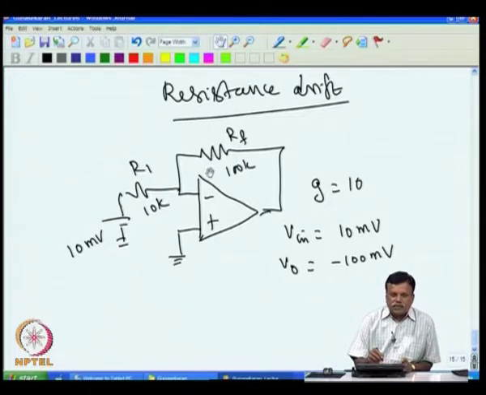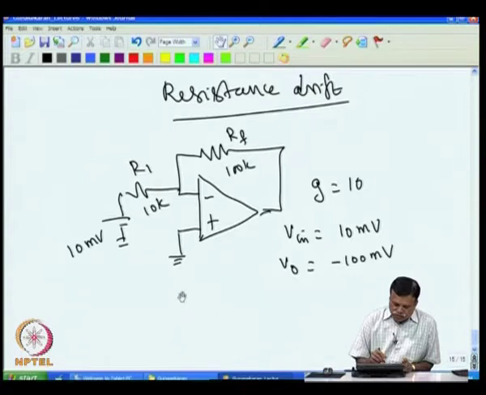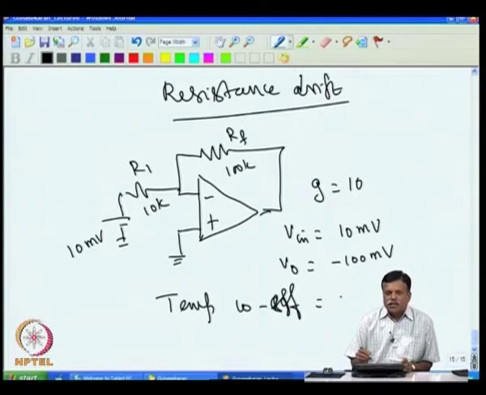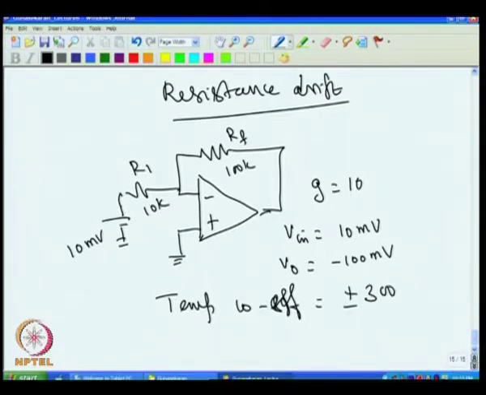And if you look at the temperature coefficient of these resistors, look at the data sheet, they will give you the temperature coefficient. For example, if you take a normal carbon resistance, they will say it is plus or minus 300 ppm per degree C.